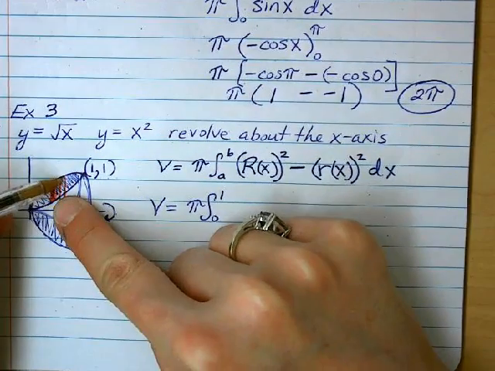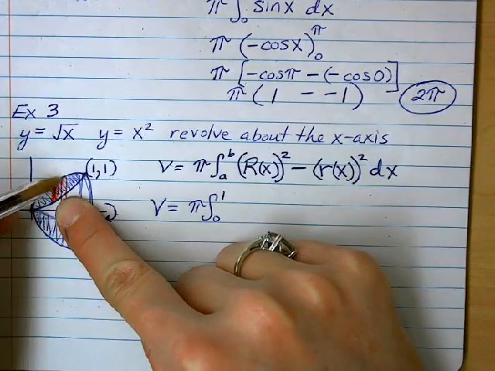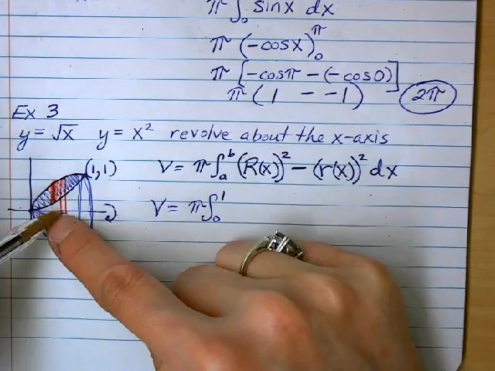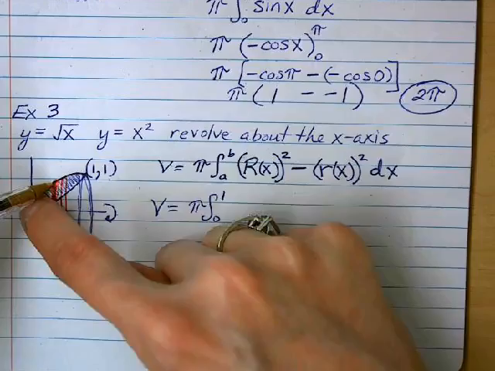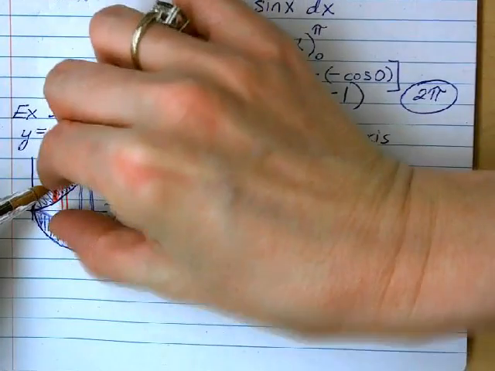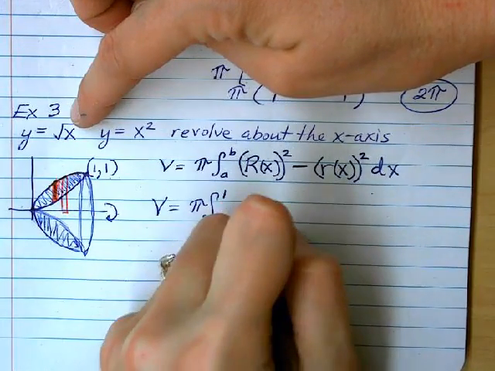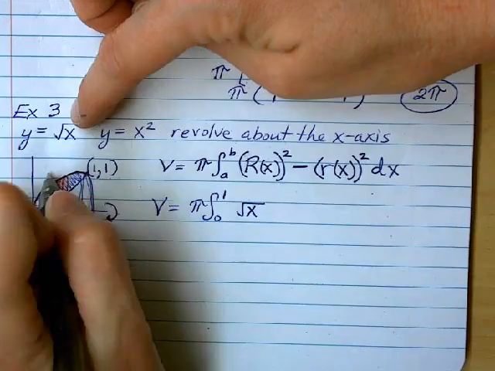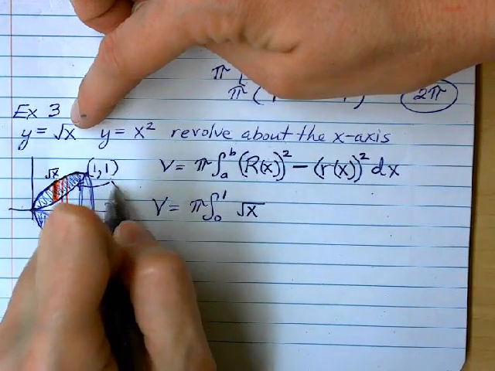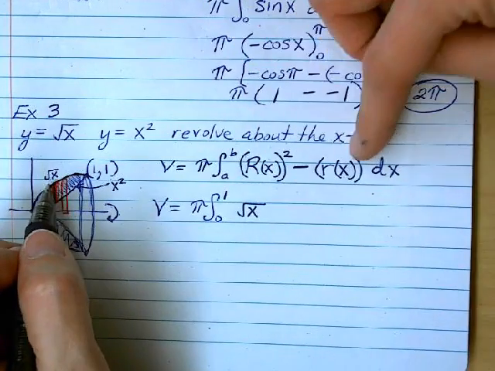So it's like the top, what's the radius from the middle all the way to the top line? That top curve was the square root of x. So the outer radius is square root of x. Like this top curve is square root of x. And then this inner curve is x squared. So it's just the outer radius minus the inner radius squared. Outer radius is the square root of x squared.